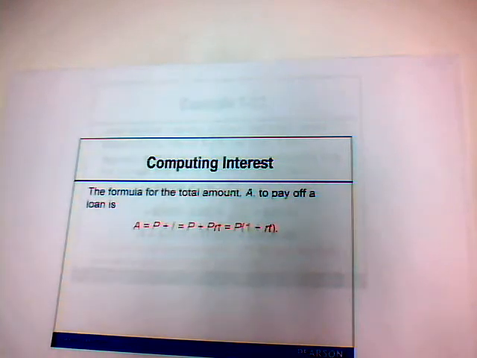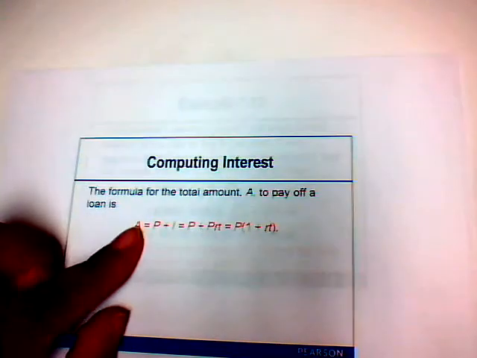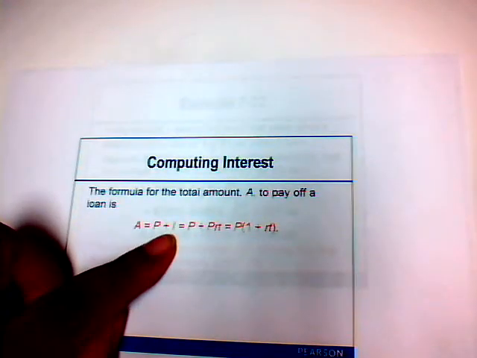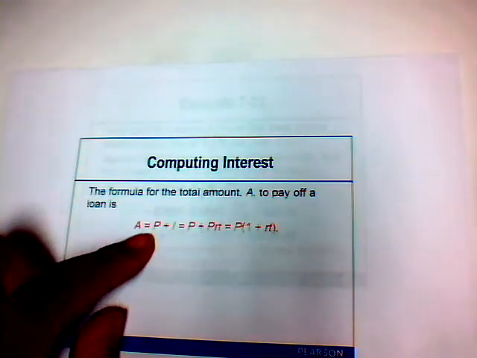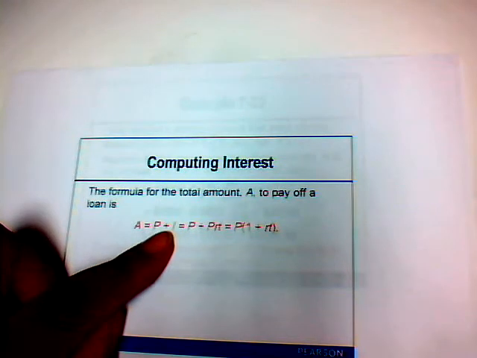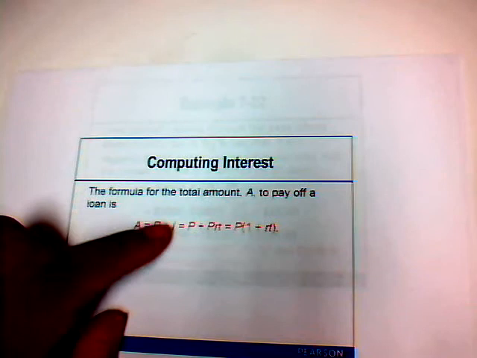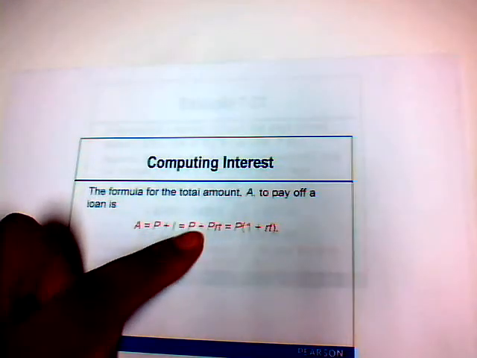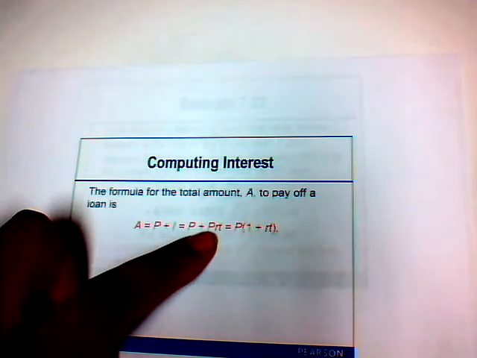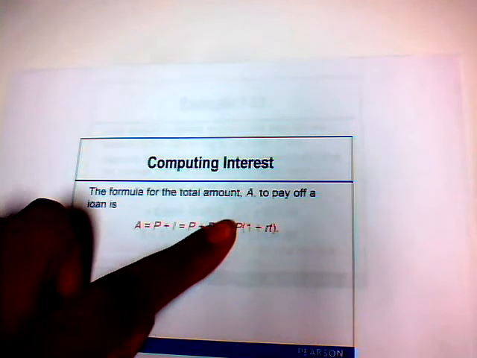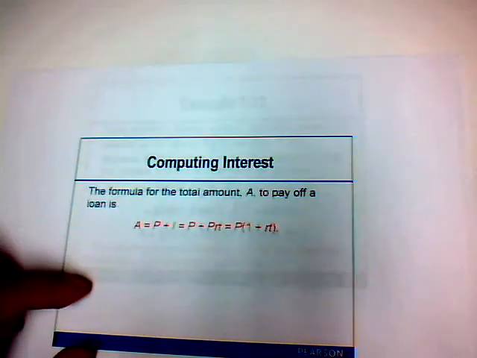So the formula for the total amount, which is A, to pay off a loan is this: A is equal to P plus the I. P is your principal, I is going to be the interest. Or, since I is equal to P times R times T, A is going to be equal to P plus P times R times T, or P times the quantity 1 plus RT.